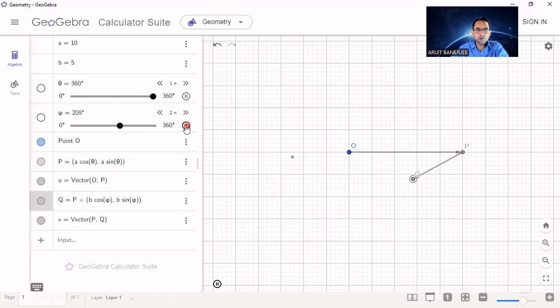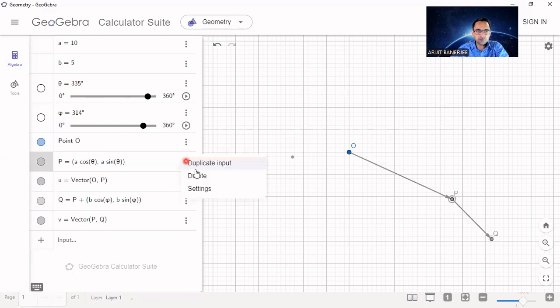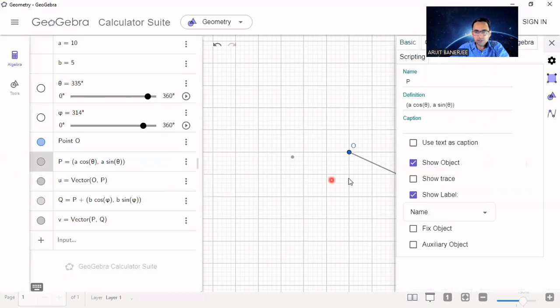One thing that I will do here along with this, that I will first pause the animation, then I will show you another feature which can be obtained from here, that is selecting beside this point P and Q. So that setting I can see, and then from here I can just check the show trace.